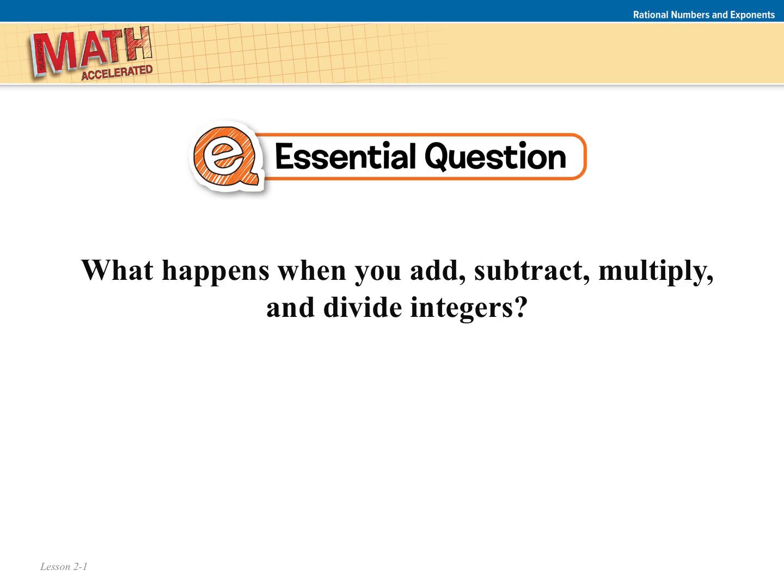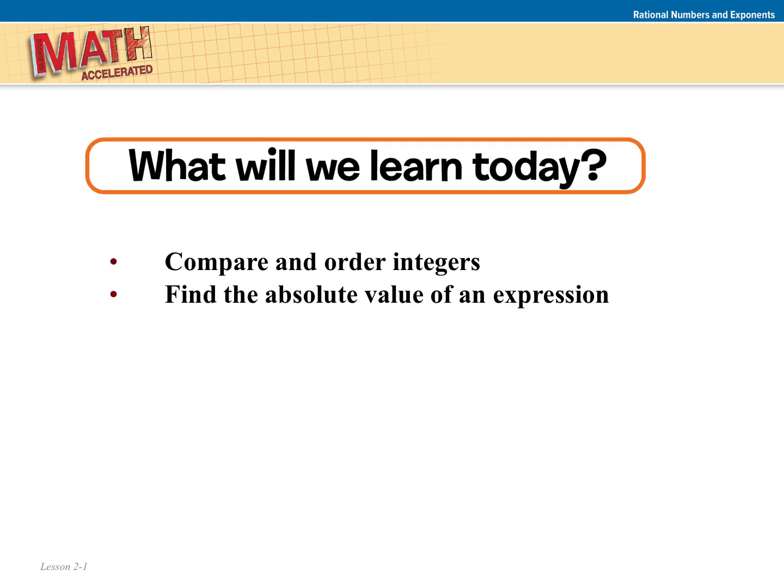What happens when you add, subtract, multiply, and divide integers? You get a number. What kind of number? Would it be an integer? Yeah. If you add, subtract, multiply, or divide integers, you're going to get an integer out of it. Okay? You don't have to write anything down.